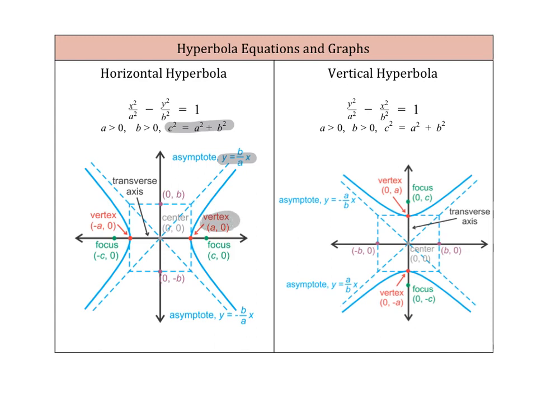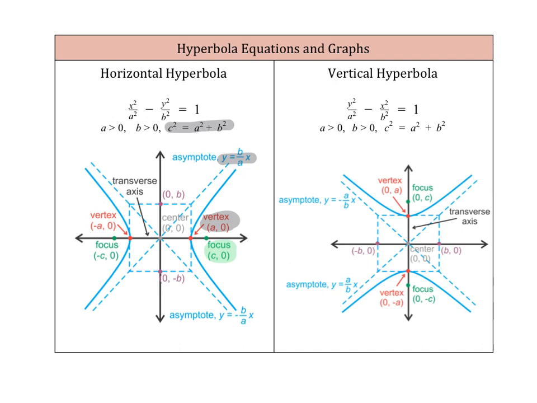Remember, the A value tells you where your vertex is. The B value tells you half the height of your rectangle. And then C, right here, is the distance from the center to the focus. So it's the same concept as with an ellipse, but you'll notice now your C value is always going to be larger than your A value.